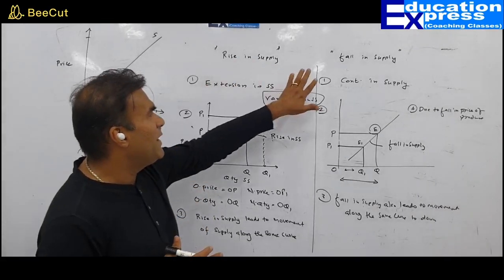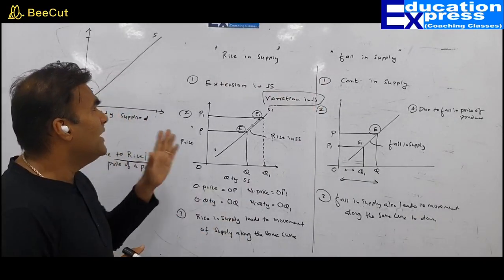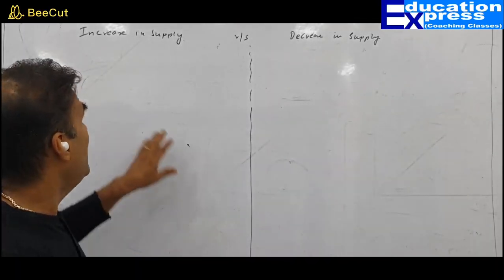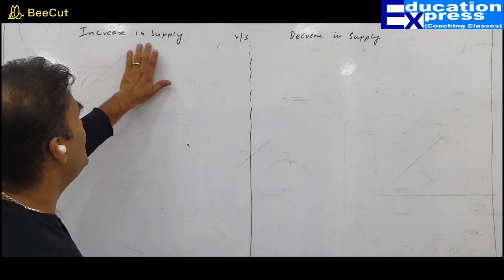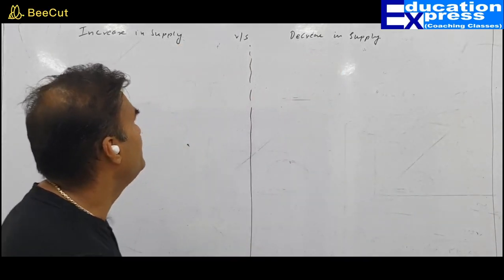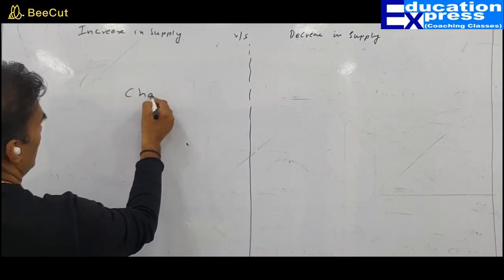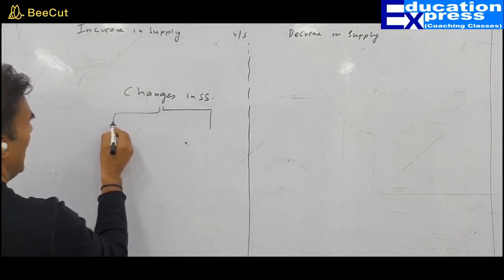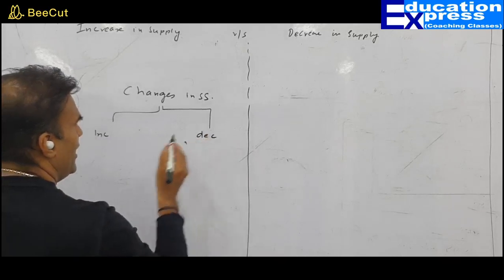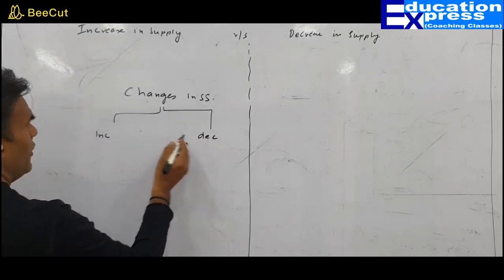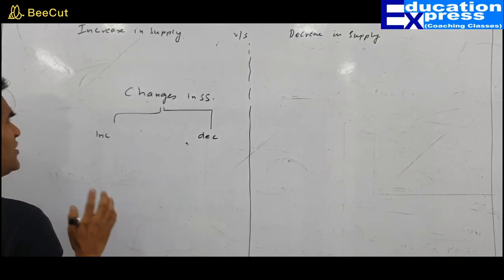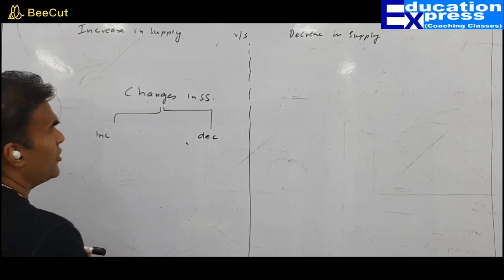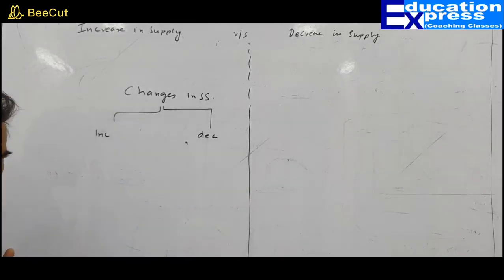The way I did rise in supply and fall in supply with you, in the same way we are going to do increase in supply and decrease in supply. Alright, have a look. Now let us understand the difference between increase in supply and decrease in supply. This is also referred to as changes in supply. Changes in supply means either increase in supply or decrease in supply. For what reason? Sir, it can happen for any reason other than price. That means it can happen due to factors of production, change in the cost of factors of production, taxation, subsidies, etc. Several times we have discussed all those things.